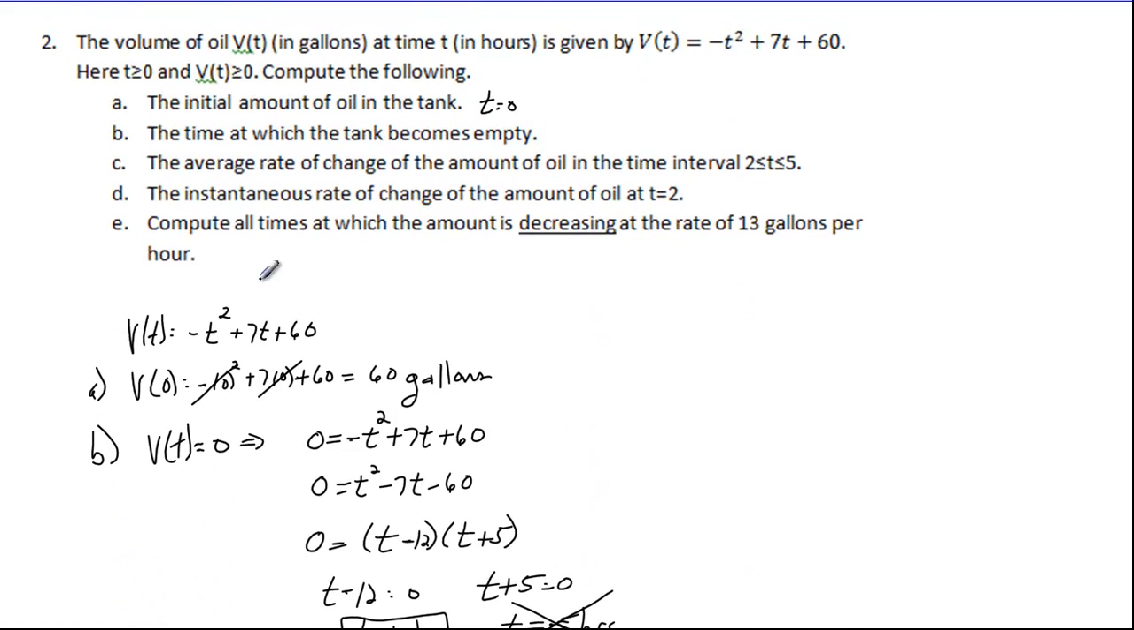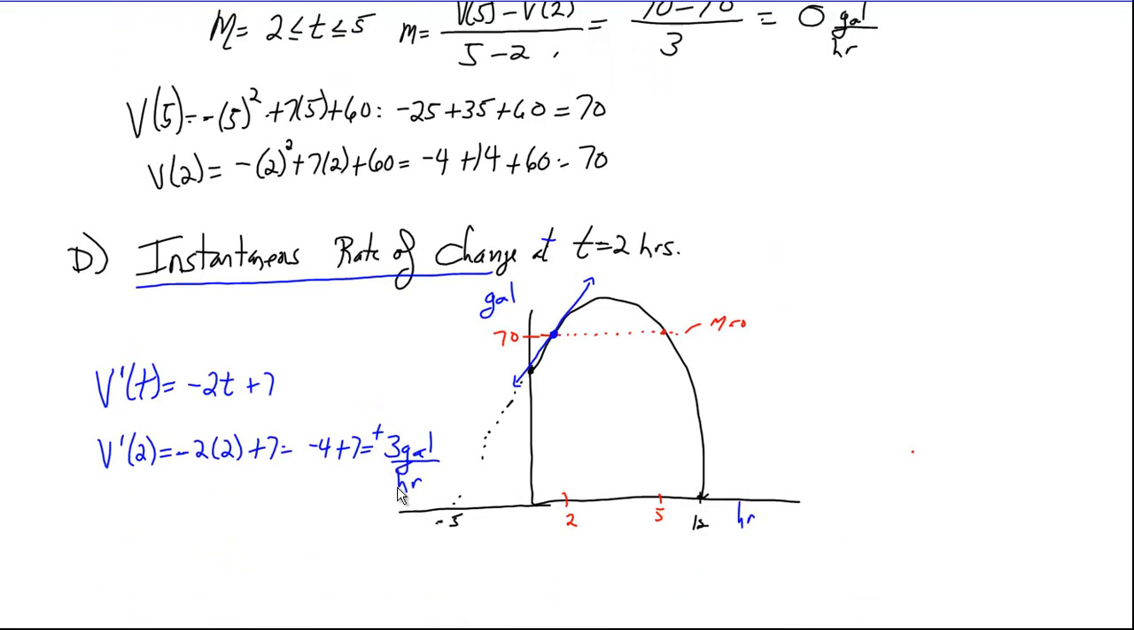So now for the last portion, we want to compute all times in which the amount is decreasing at the rate of 13 gallons per hour. But hopefully we recognize here the words rate and decreasing. If we want to indicate a rate that's decreasing, we really know that we're looking for when v prime of t is equal to not a value of 13, but a value of negative 13, because the negative sign is indicative that the volume is getting smaller and smaller. So we have to find when v prime of t is equal to negative 13.